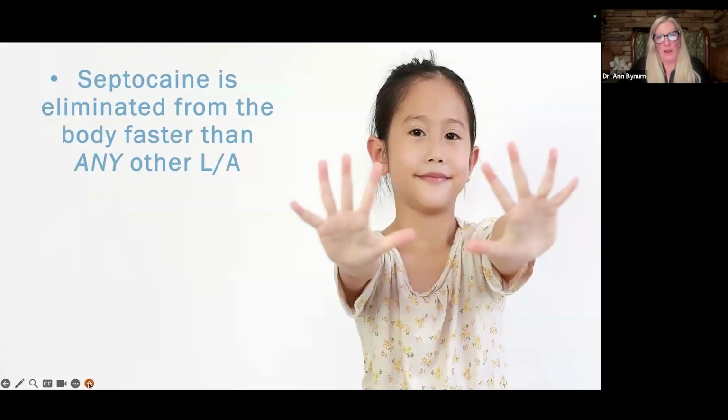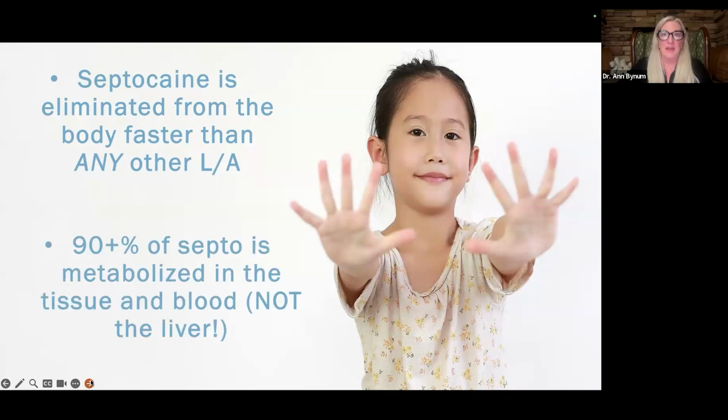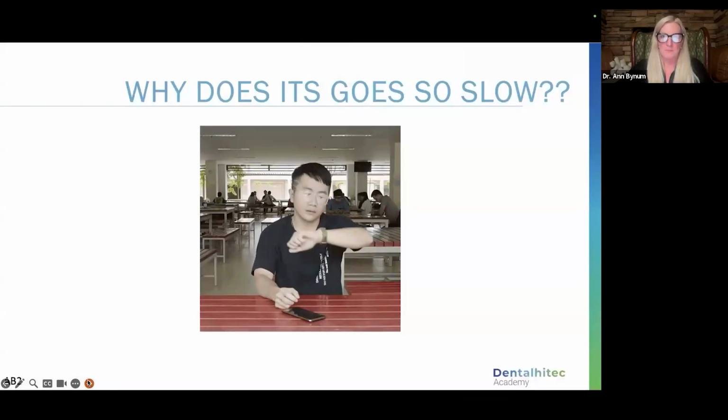Another good reason why we're using Septocaine is that it is eliminated from the body faster than any other local anesthetic. And that is what we should want for our children, for our own children, right? 90+% of Septo is metabolized in the tissue and the blood, like Josh said earlier, not in the liver. We're not worried about this messing with the liver. It's metabolizing itself in the tissues in the blood, which is a lot safer, especially in children.